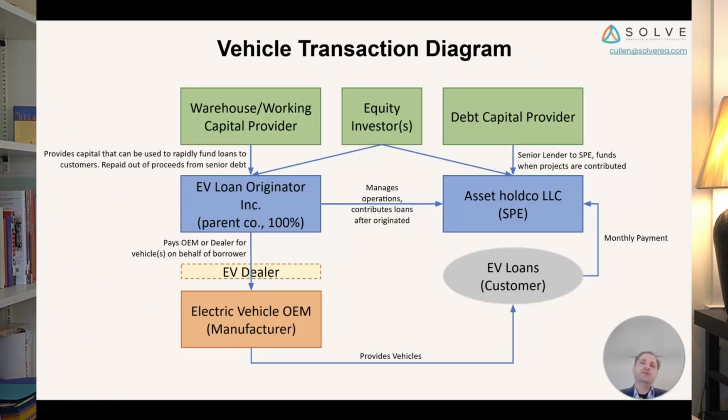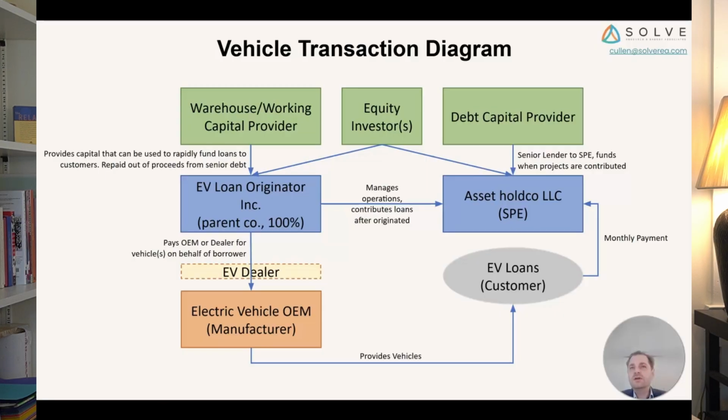Provided here is a transaction diagram showing a typical project finance facility and all of the parties in it. On the top, in the left, there's a working capital provider. On the top right, there's a debt capital provider. In the middle, there's equity investors. The working capital provider, in this case, is providing capital to an operating organization that is out creating electric vehicle loans. Once those loans are originated, they're contributed over to the special purpose entity, where the long-term debt capital provider issues funds that can come back to the parent, the EV loan originator.